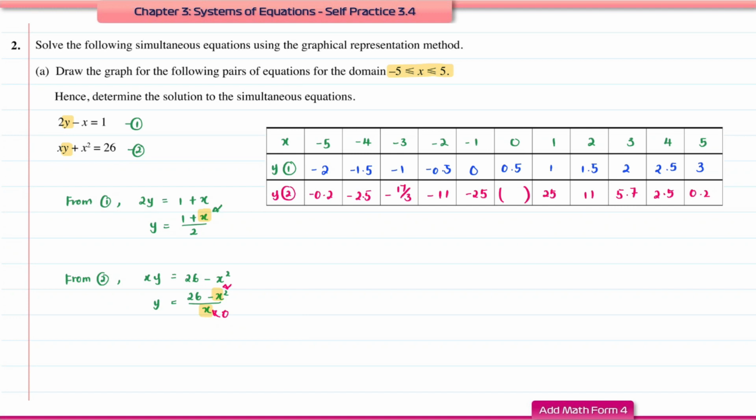So next, the coordinates that you need to plot on the graph for equation number 1: you're going to use the x with this coordinate y for equation 1, and the coordinates for equation number 2, you're going to look at the x with this y.